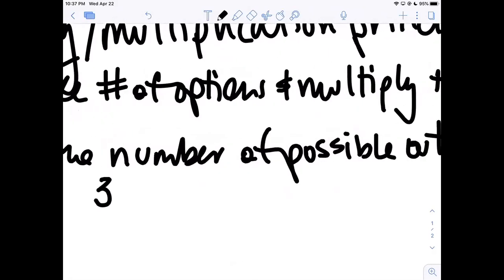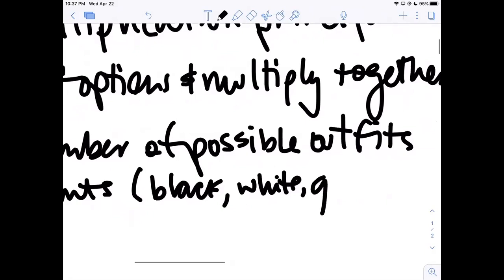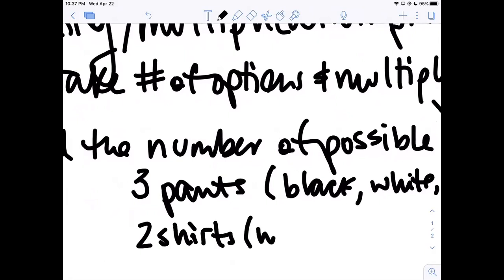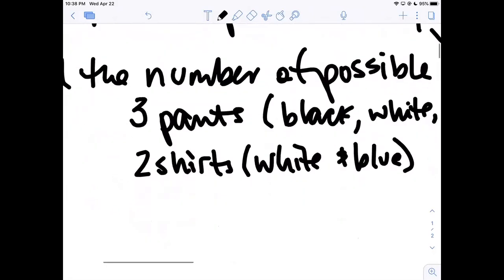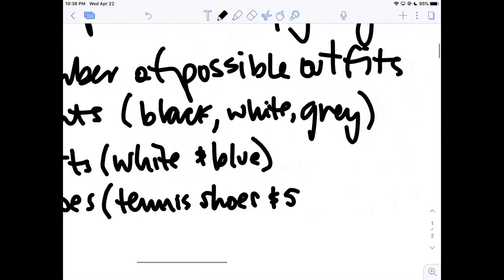So first we'll start with 3 pairs of pants. We'll call them black, white, I don't know, gray. Then we'll have 2 shirts that you can choose from. And we're at Cathedral, so we'll say that we've got white and blue. And then we've got 2 pairs of shoes. Maybe we'll call 1 tennis shoes and 1 sandals. Hope I spelled that right.